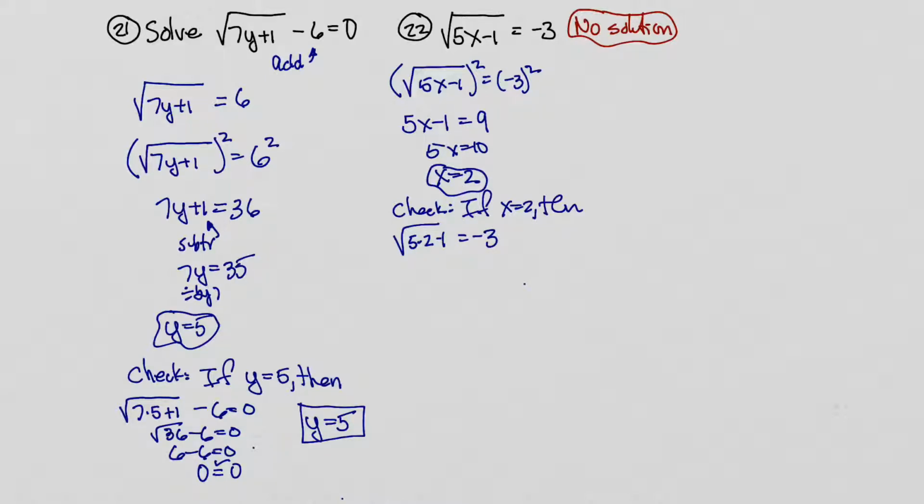Now do as much as you can here. 5 times 2 is 10. 10 minus 1 is 9. So now we're here. We're at the square root of 9 equals negative 3.